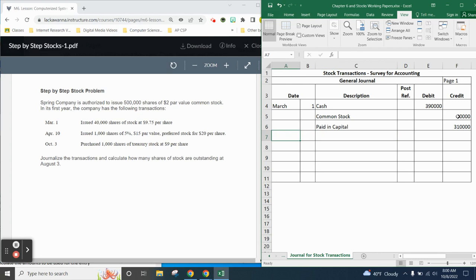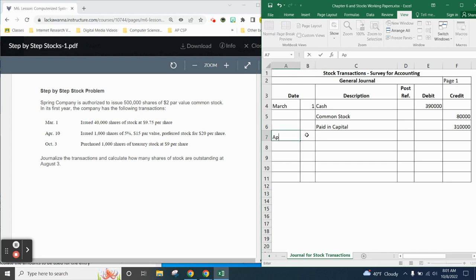Okay. So again, issued 40,000 shares of stock for $9.75. 40,000 times 9.75 gives me my cash amount. 40,000 times 2, because that's the par value, gives me my common stock amount. Subtract the two to get the paid in capital.